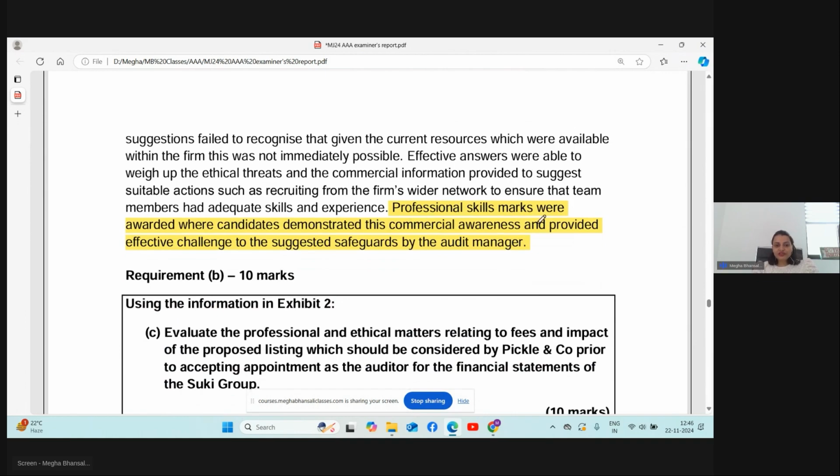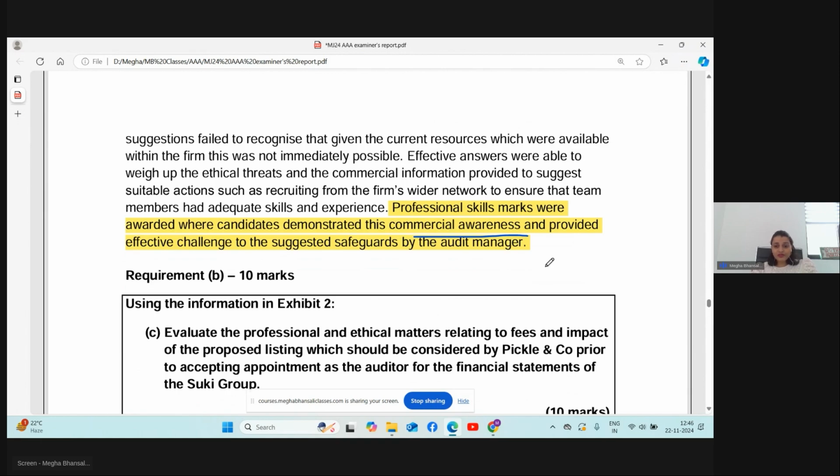It says professional skill marks were awarded where candidates demonstrated their commercial awareness. Now, in this question, if you have good practical knowledge, you could have scored better marks and got marks for commercial awareness and provided effective challenge to the suggested safeguard by the audit manager.